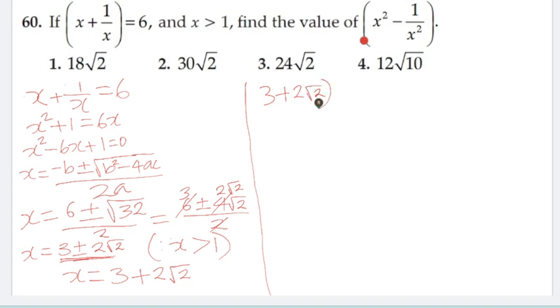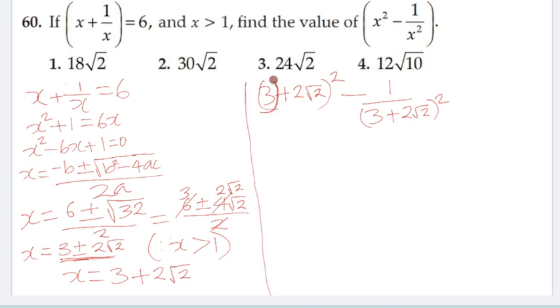Now applying this in this form, 3 plus 2 root 2 the whole square minus 1 by 3 plus 2 root 2 the whole square. So now how will we do this? This can be represented in the form of an algebraic identity. So a plus b the whole square will be a square plus 2ab plus b square.